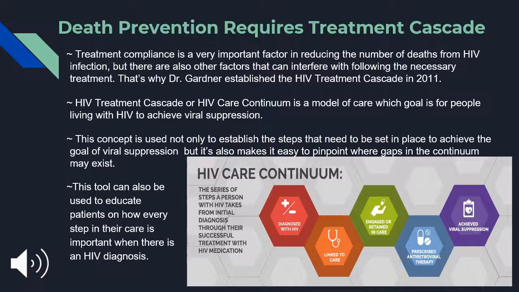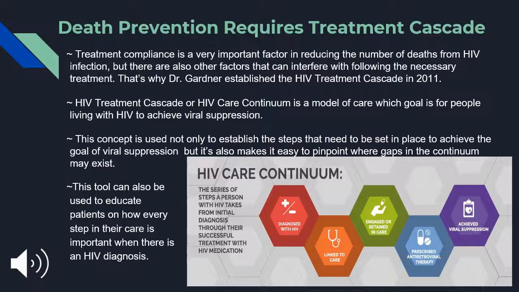Death prevention requires the treatment cascade. Treatment compliance is a very important factor in reducing the number of deaths from HIV infection, but there are also other factors that can interfere with following the necessary treatment. In 2011, a treatment cascade was established.